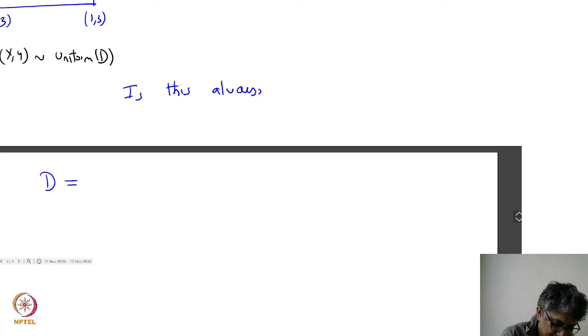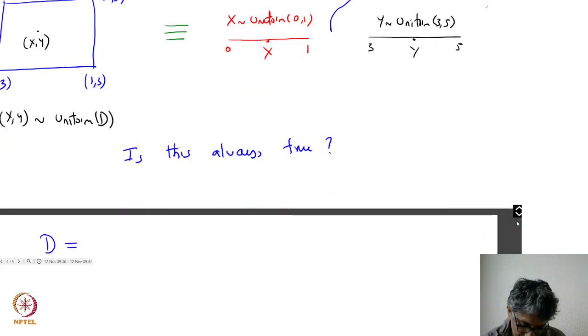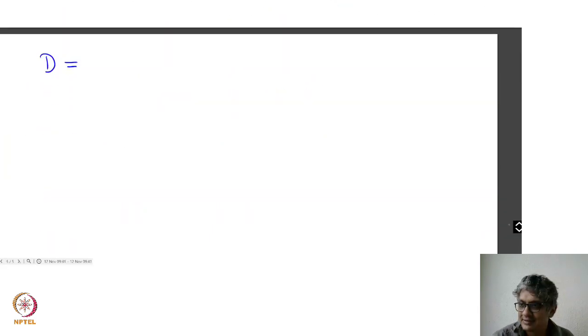Always true. That is in the sense that if I pick a point in the square, it is the same as looking at x first and looking at y next, doing independence and choosing a point uniformly each. Let's just see. So the idea is here you take D to be, let's say, the semicircle, right?